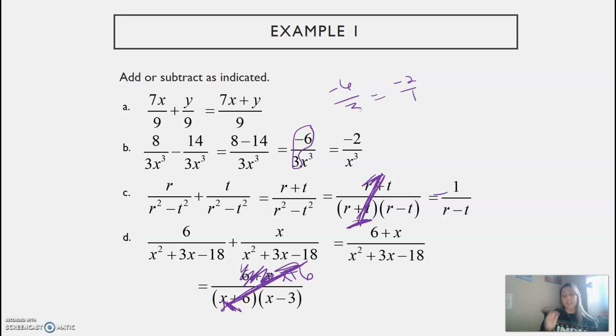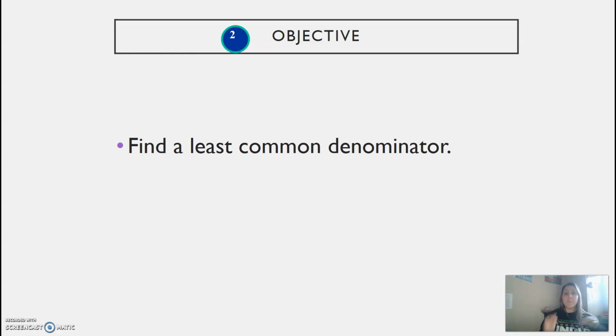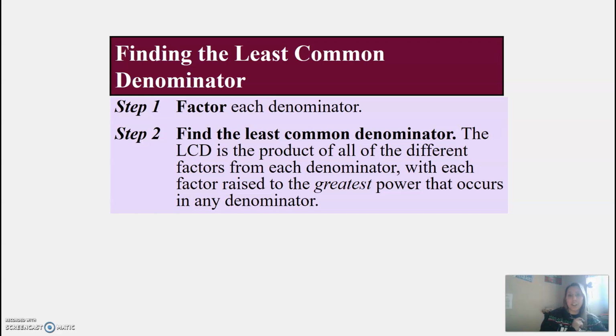And this is another place where there's a 1, so we end up with 1 over x minus 3. Most of my classes started to find the least common denominator. We got these in our notes. So finding the least common denominator, you want to factor. When in doubt, factor it out. Factor each denominator. Then you find the least common denominator: it is the product, meaning the answer to a multiplication problem, of all the different factors from each denominator.